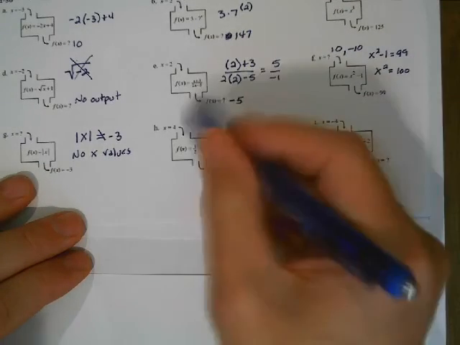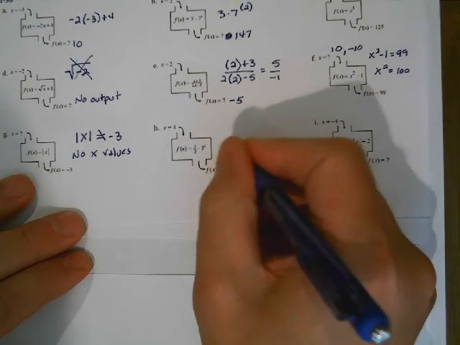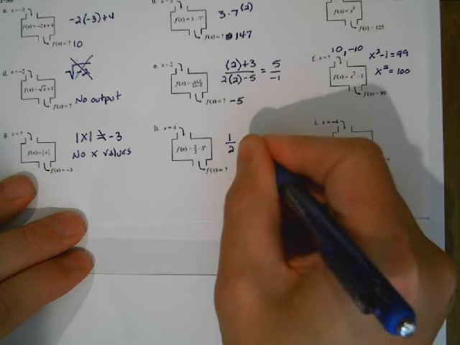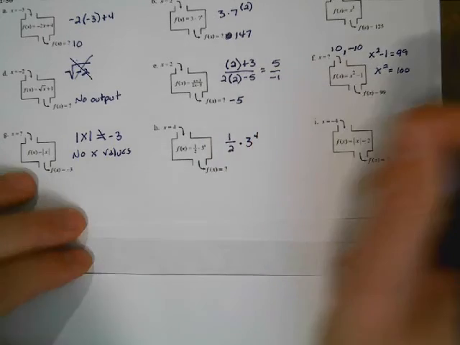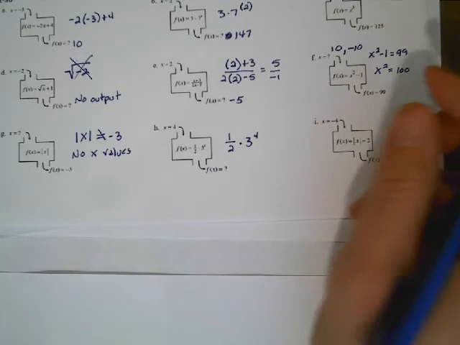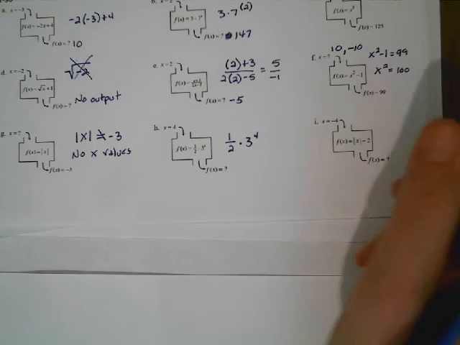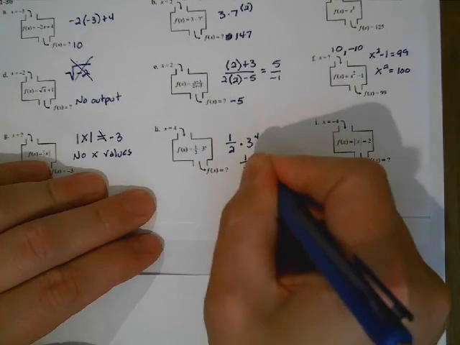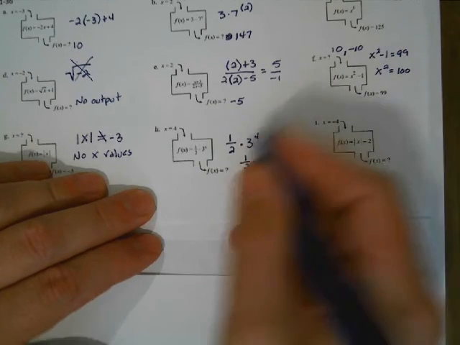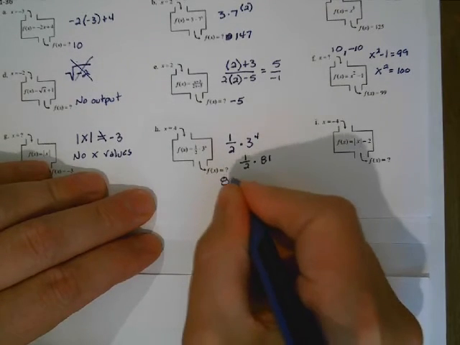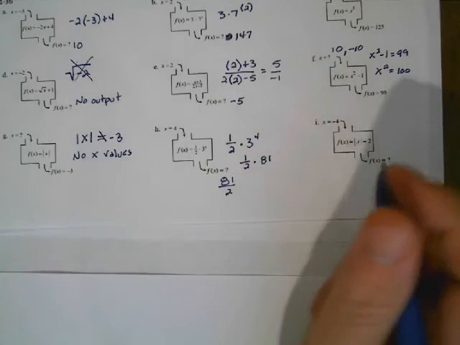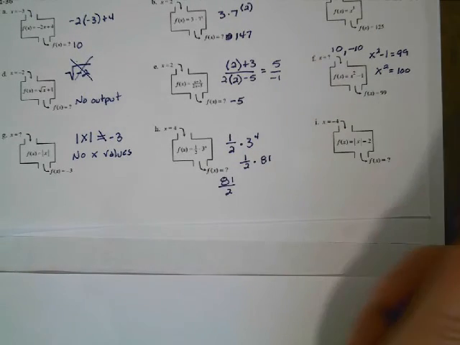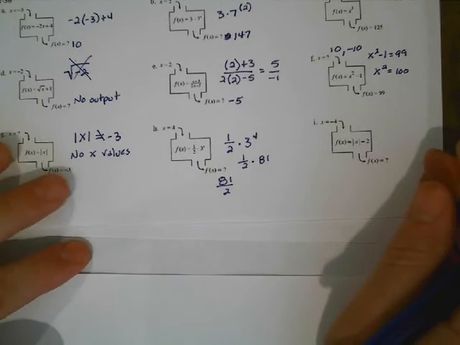Okay, next one, we're inputting 4, and the function is 1/2 times 3 to the 4th power. Let's see, 3 times 3 is 9, times 3 more is 27, times 3 more is 81. So this is 1/2 times 81, and we can just write that as 81 over 2. Can you write 40.5? Sure, go ahead. I would just leave it as 81 over 2.